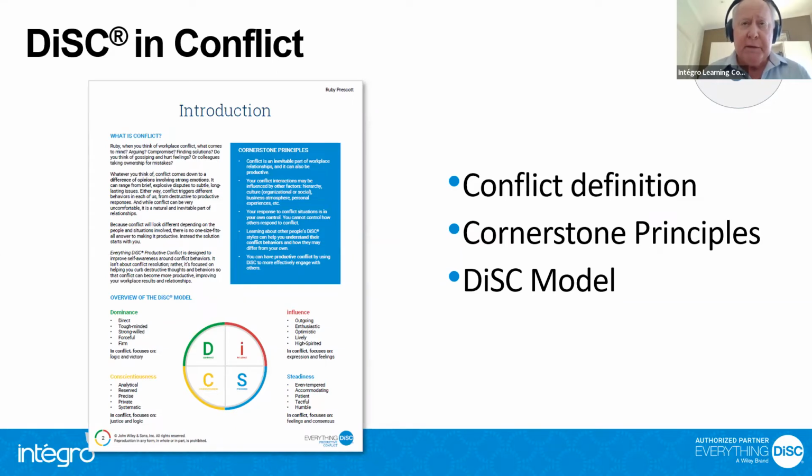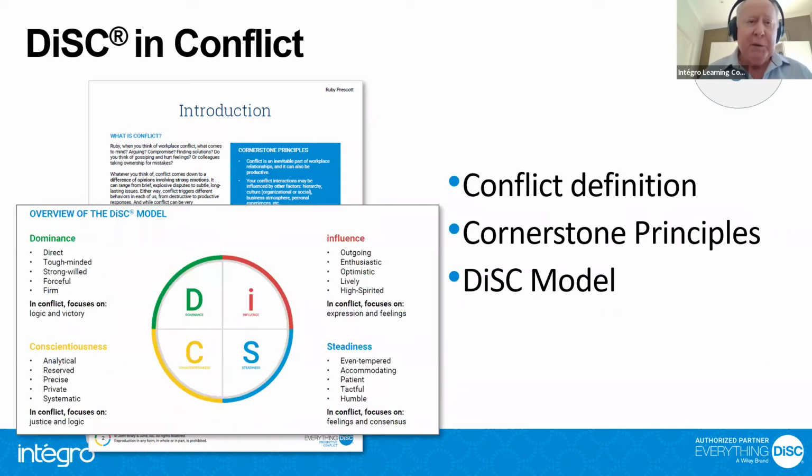They may be influenced by other factors, hierarchy, culture, not necessarily just your DISC style, okay? Your response to conflict is in your own control. You cannot control how others respond. But I think there are some people who don't think that it is in their control. I can't help myself, right? Well, actually, when we find out what causes us to react that way, we can start to recognize some signals, right? And learning how to take control of how we behave in conflict situations, okay? So learning about other styles and how they react to conflict can help you understand where they're coming from. And you can have productive conflict by using this to more effectively engage with others, okay?